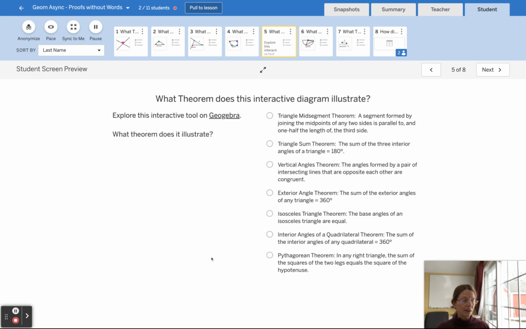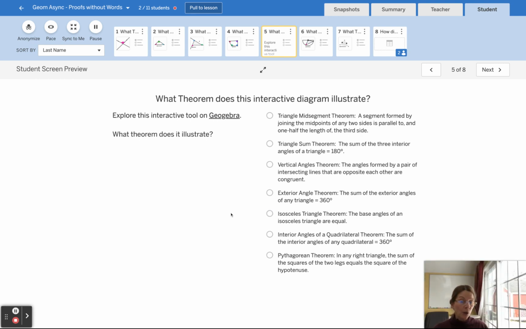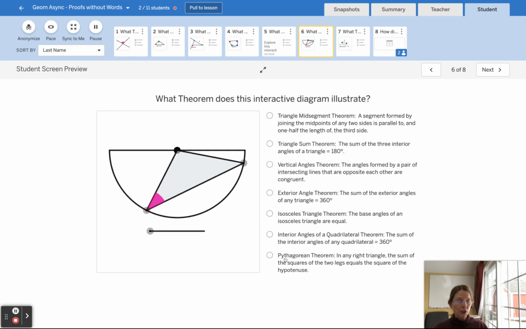Okay, this one here takes you to another website called GeoGebra. And when you go there, you're going to play around with a diagram. You're going to wonder what theorem that GeoGebra is going to prove. Then you move on and I say, oh, look at this.